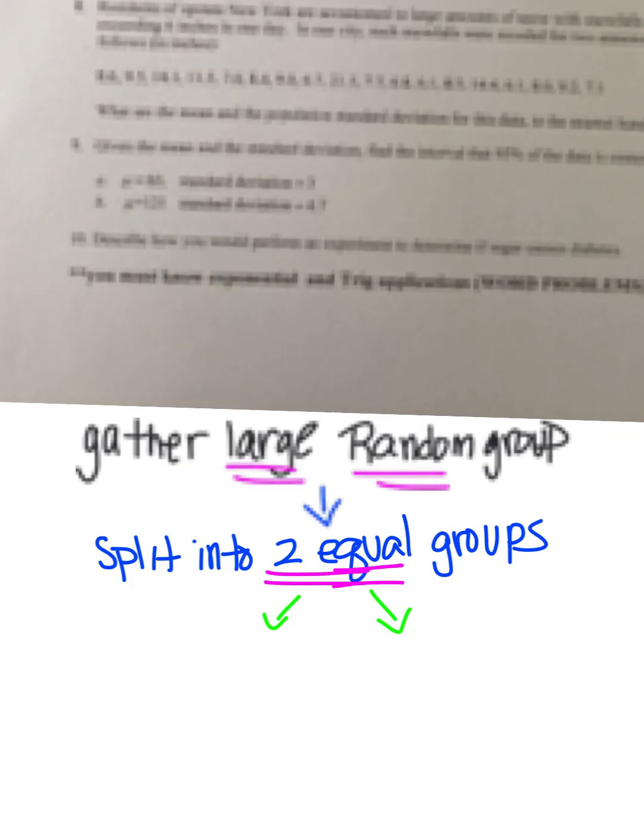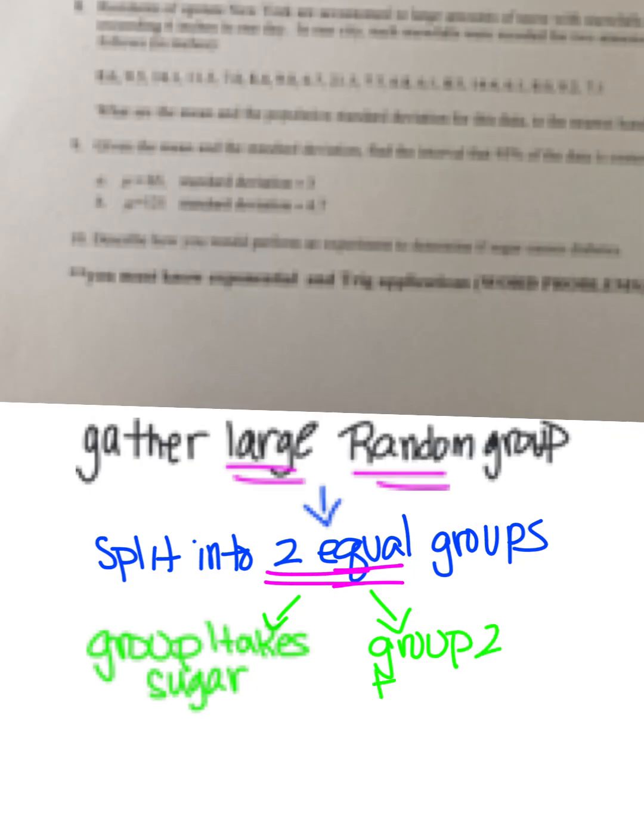Next, you're going to have your 2 groups. Group 1 takes sugar, and group 2 takes a placebo, which obviously can't be a sugar pill, because group 1 is taking sugar. And then the last thing you would do is compare data.